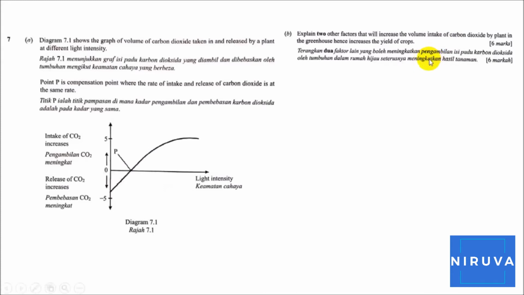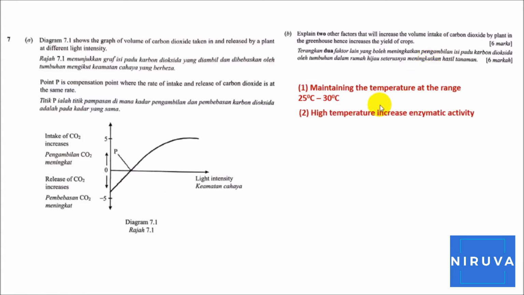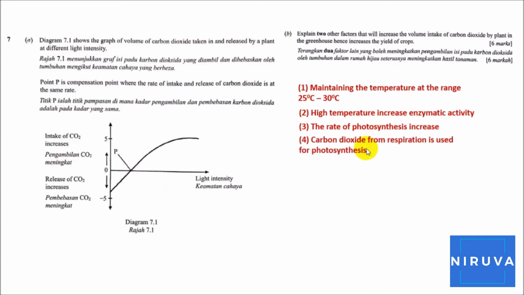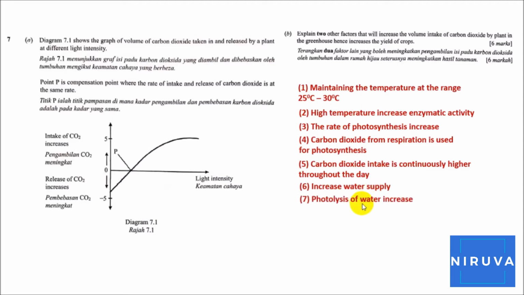Maintaining the temperature at the range of 25 degrees Celsius to 30 degrees Celsius is able to increase the enzymatic activity in plants, where the rate of photosynthesis will be increased and the carbon dioxide from respiration is also being used for the photosynthesis, and carbon dioxide intake is continuously higher throughout the day. And then maintaining high level of humidity, meaning that we need to increase water supply or source for the plants, so that the photolysis of water will increase and overall rate of photosynthesis will keep increasing throughout the day and increase the yield of crops.